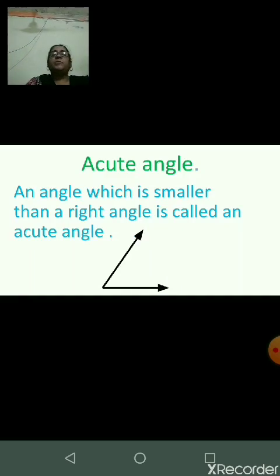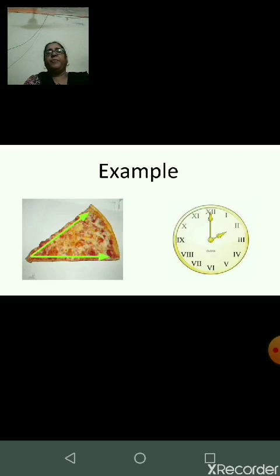Our next is which type of angle? Acute angle. Now what is the definition of an acute angle? An angle which is smaller than a right angle is called an acute angle. Now I'll show you some examples of an acute angle.